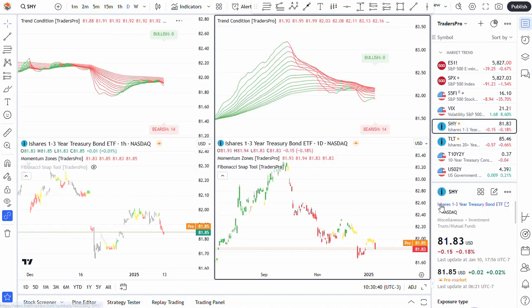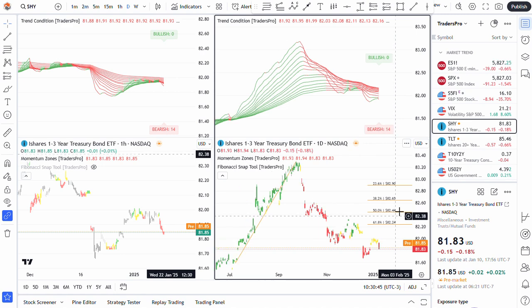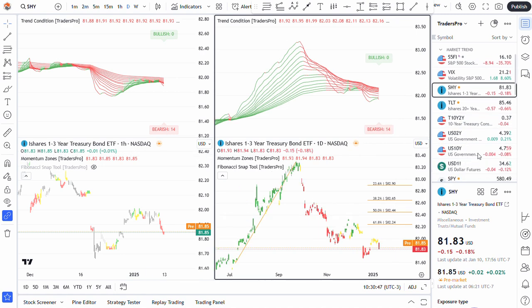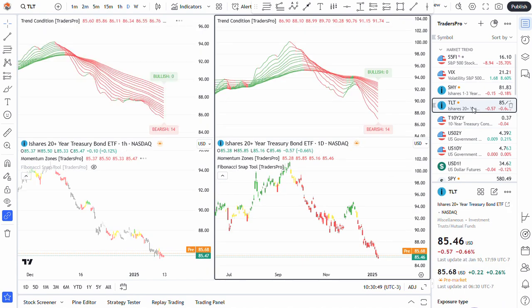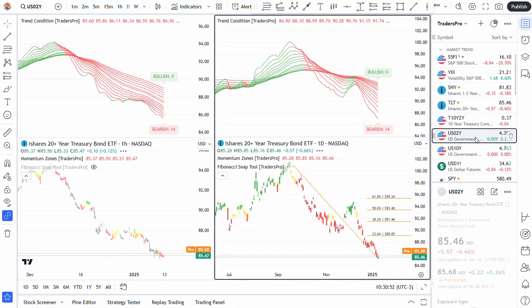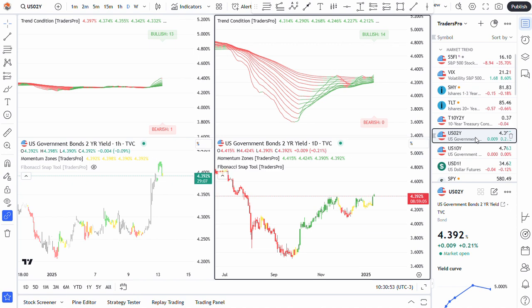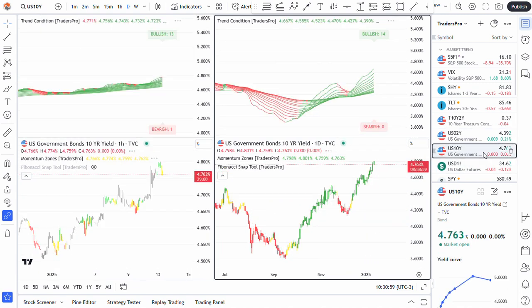Short-term bonds, we're seeing those also continuing to sell off. We're seeing interest rates moving higher. We'll look at those charts here in just a minute. TLT also to the downside. The actual bond yields on those, the short end of the yield curve, the 2-year, you can see it's continuing to move higher at 4.39, and the 10-year also continuing to move higher at 4.7. The difference between this 10-year 4.76 and the 2-year 4.39 is this number right here.